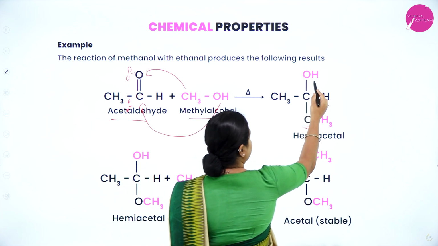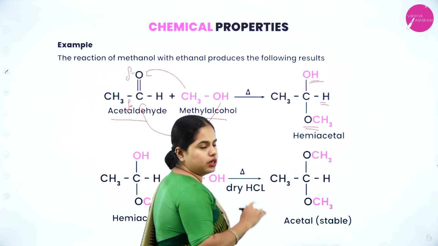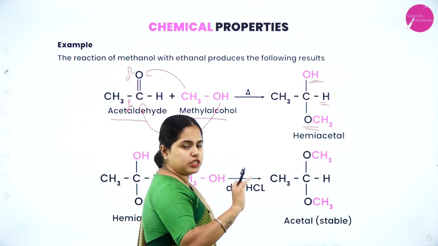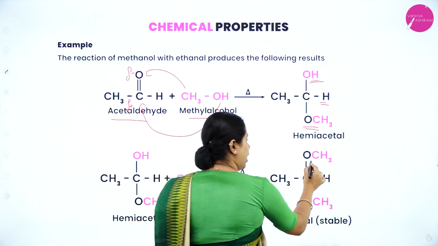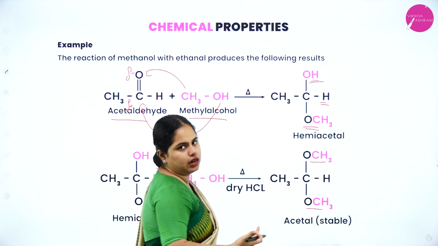So what is going to happen? One more molecule if you are adding, that alkyl group will be attached to the hydrogen. Hydrogen will be replaced and in place of that the alkyl group will come. So you have the OCH3 there also, already one OCH3 was there. So this is your acetal which is being formed.